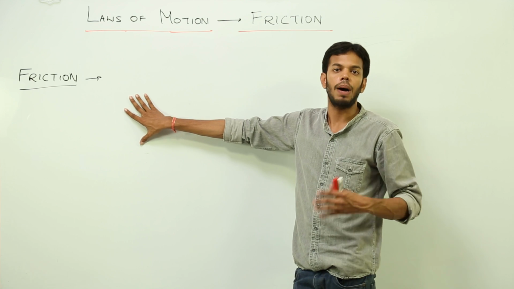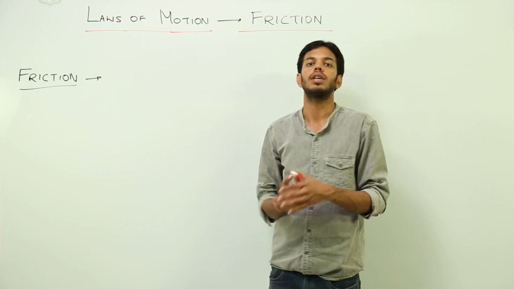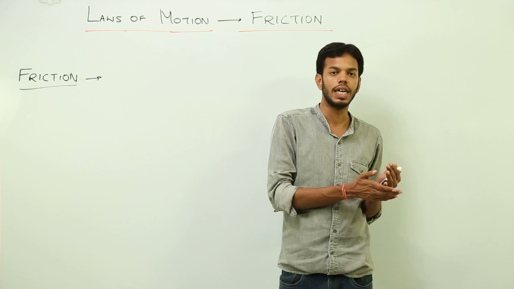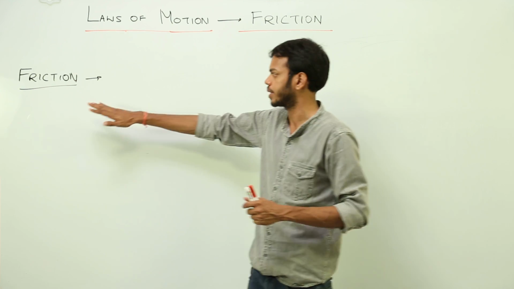We need power, we need more energy to keep running vehicles or to keep moving machinery parts. So for that we need lubricants. There are a lot of things which are involved with friction. So let's study about the cause.